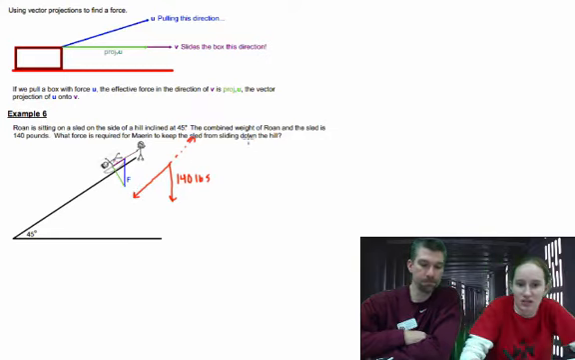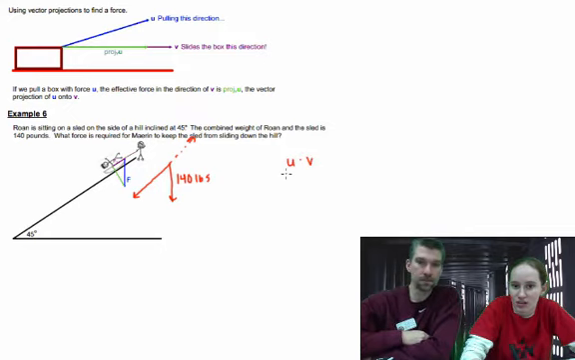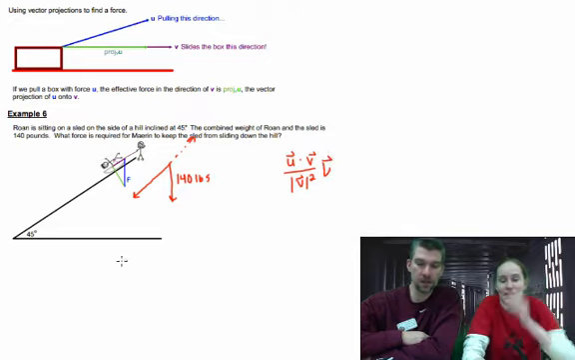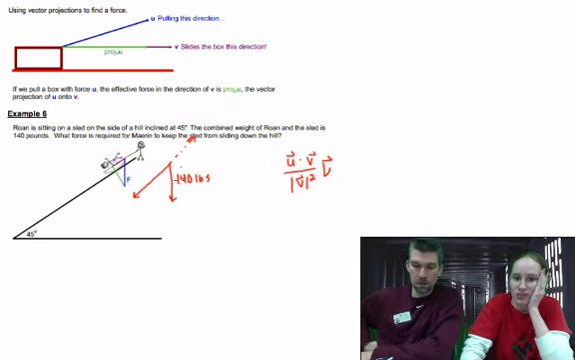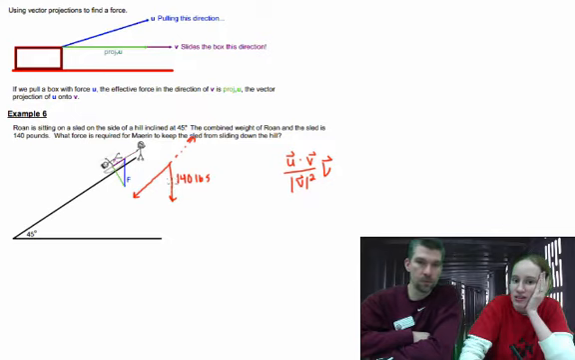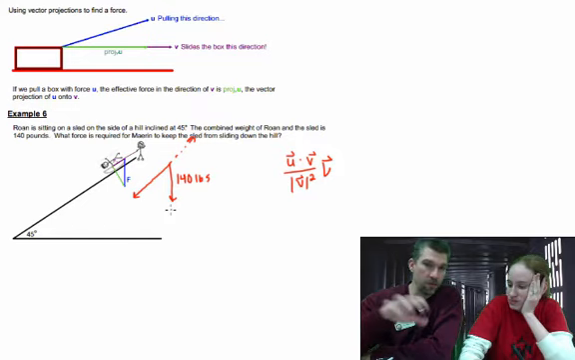Yeah. All right, so we have that formula that we used: U dot V over V squared, times V. That's it right there. So what's U and what's V in this case? We don't know much right now. We know 140. We also know though that we've got an angle of 45 degrees in there.